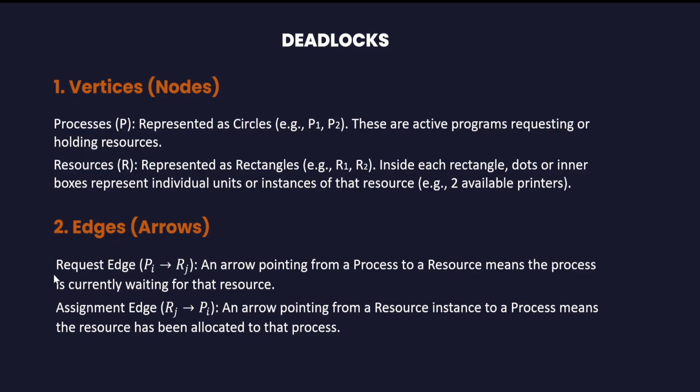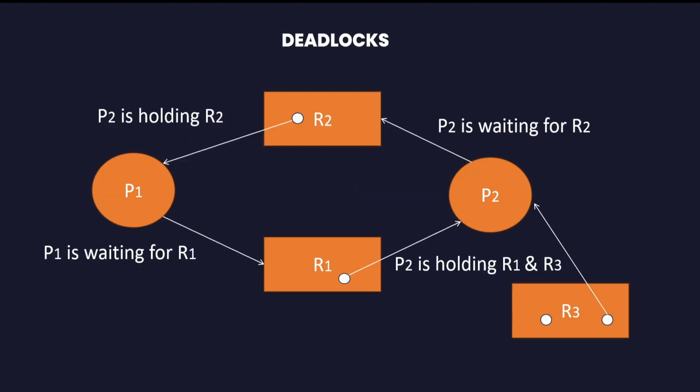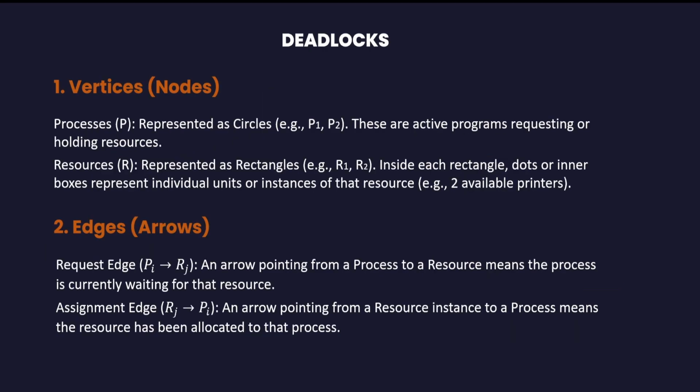So remember, request edges are from a process to a resource. That means the process wants that resource. It is waiting for that resource. And assignment edge is from a resource to a process. If an arrow is pointing from a resource to a process, that means that process is holding that resource. So I hope this is clear.